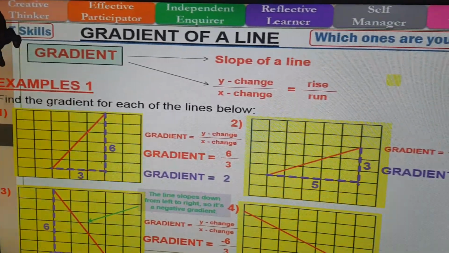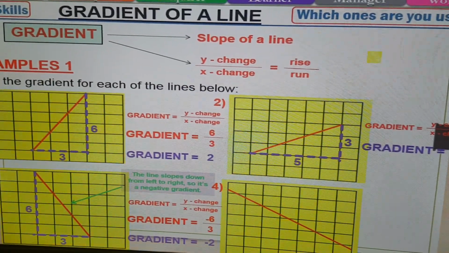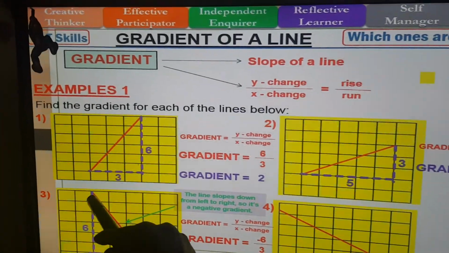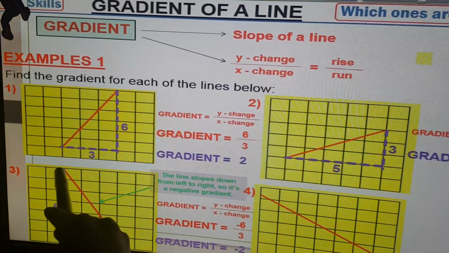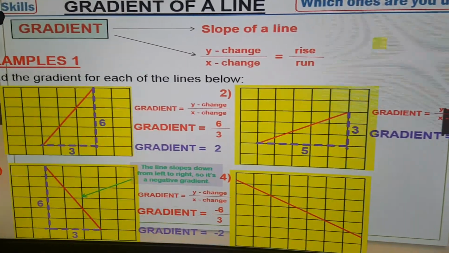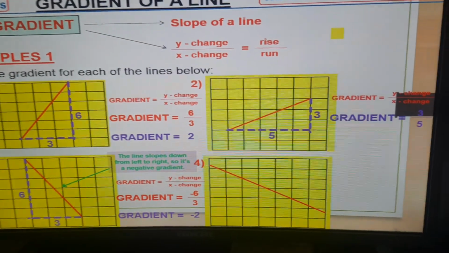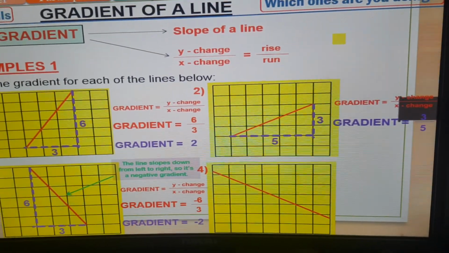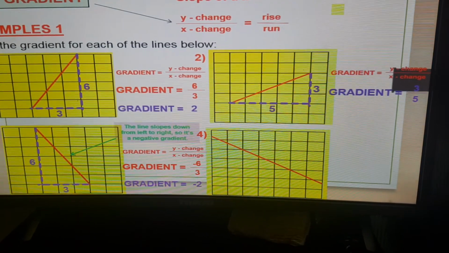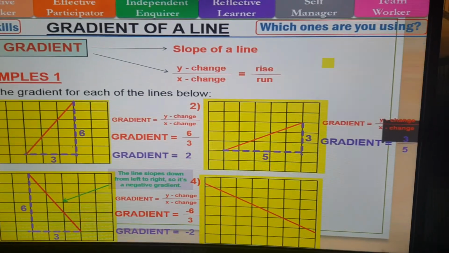Now for question 3, the line slopes downwards from the top left to the bottom right. And in this case, the slope will be negative. The same applies to question 4. The line slopes downward from the top left to the bottom right, and the gradient will be negative as well.